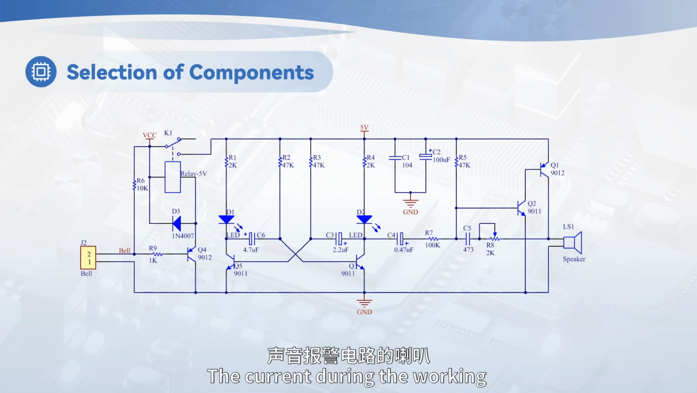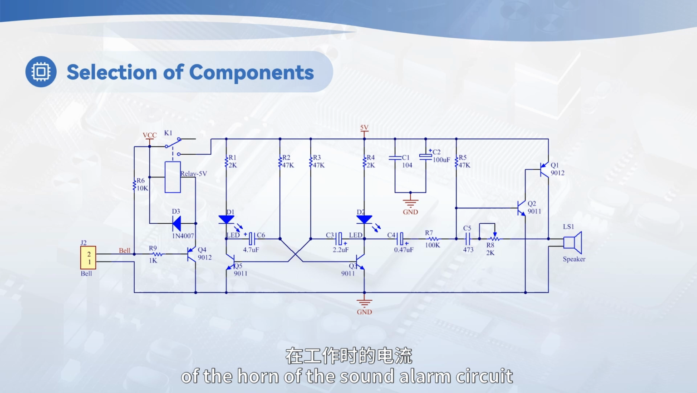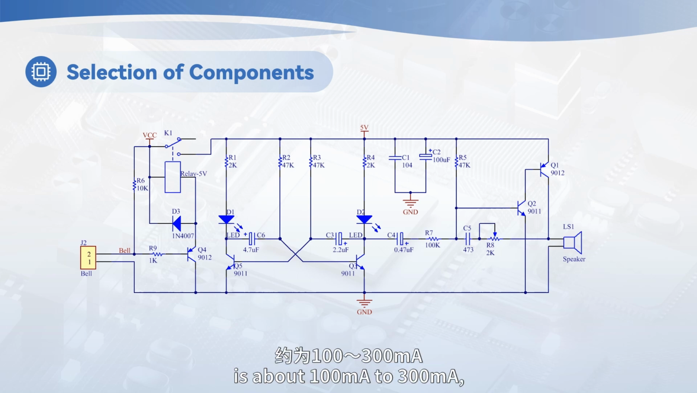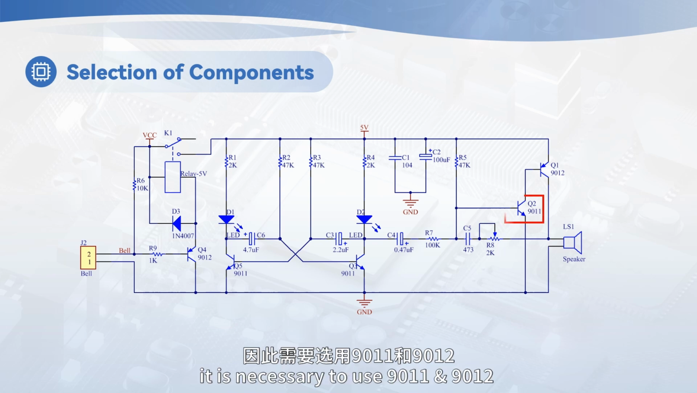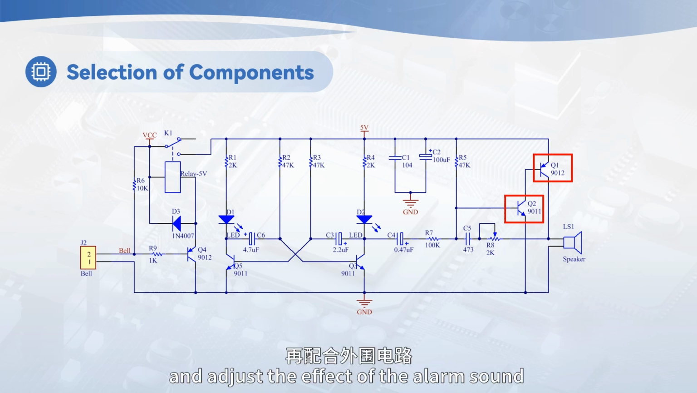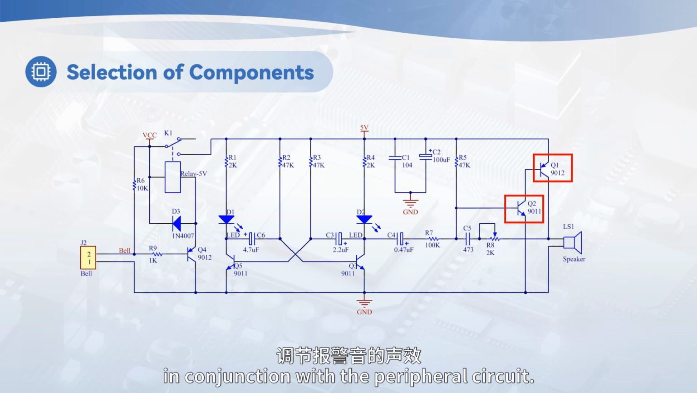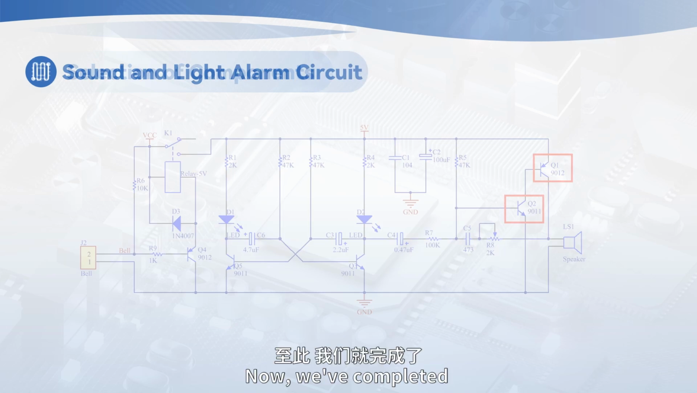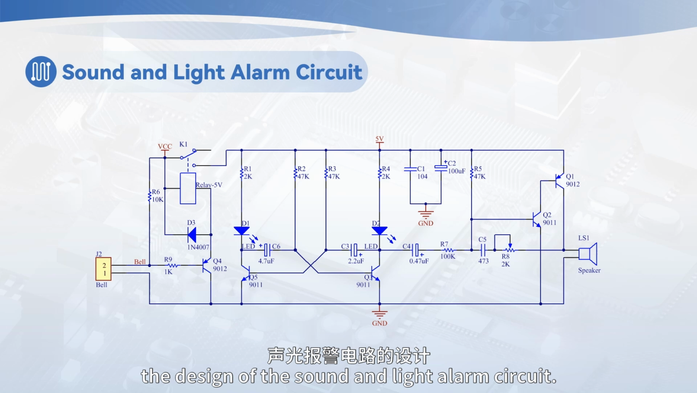The current during the working of the horn of the sound alarm circuit is about 100 mA to 300 mA, so it is often very difficult to drive with a single transistor. Therefore, it is necessary to use 9011 and 9012 to form a Darlington tube to increase the drivability and adjust the effect of the alarm sound in conjunction with the peripheral circuit. Now, we've completed the design of the sound and light alarm circuit.